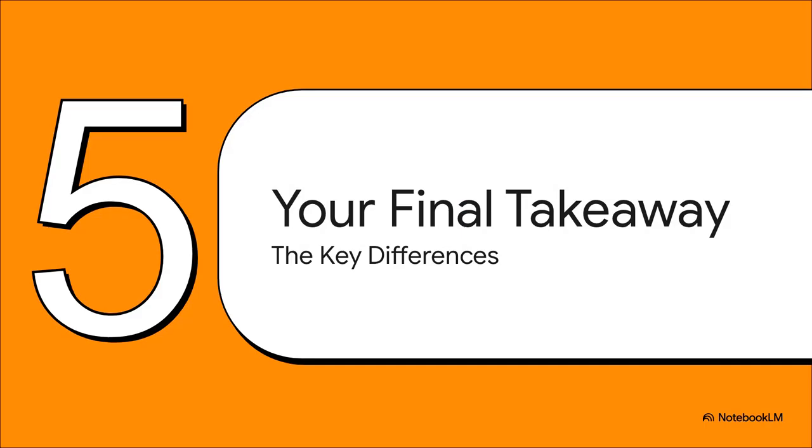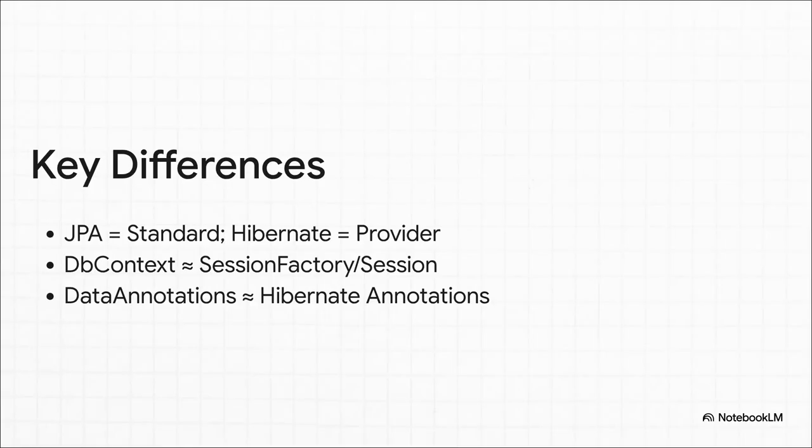So let's wrap all this up. If you're walking away from this, what are the key things you absolutely need to remember? Okay, here it is boiled down. Number one, the most important thing. JPA is the standard. Hibernate is the provider that implements it. EF Core, on the other hand, is both the standard and the provider all in one. Conceptually, EF Core's DB context is kind of like Hibernate's session factory and session working together. And where you use data annotations in C#, you use annotations in Java.